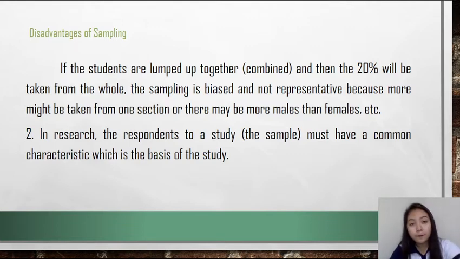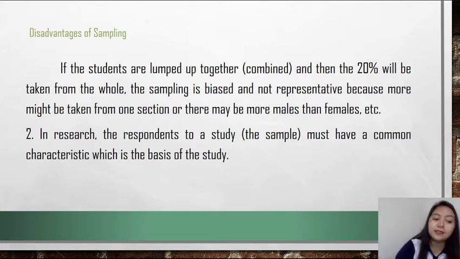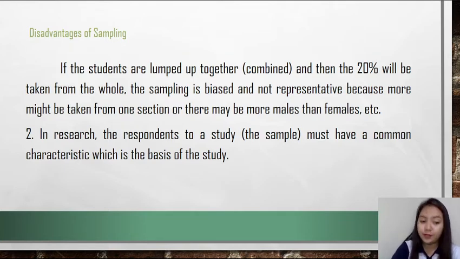Number two. In research, the respondents to a study, or the sample, must have a common characteristic, which is the basis of the study. If some of the sample do not have this common characteristic, the conclusions become faulty. In the example given in number 1, the common characteristic of the sample or population is that all of them are high school students. If some college students enter the sample, then the conclusions may become erroneous.